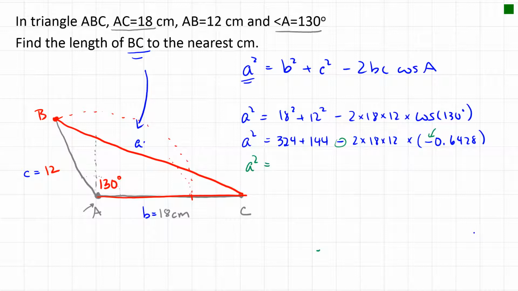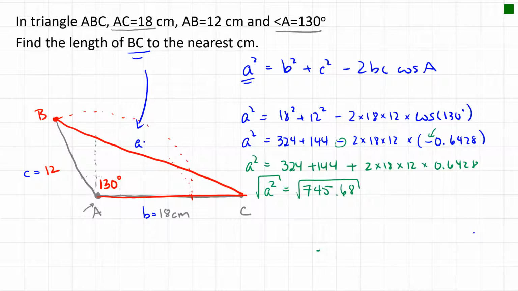So we have a squared equals 324 plus 144 plus 2 times 18 times 12 times 0.6428, which, if you add them all together, leaves a squared equals 745.68. And remember, we've got to take the square root of both sides to get a equals 27, rounding to the nearest centimeter. And if you take a look, does that make sense? Yes, 27. This should be the longest side based on my diagram, and it definitely is longer than 18 centimeters.